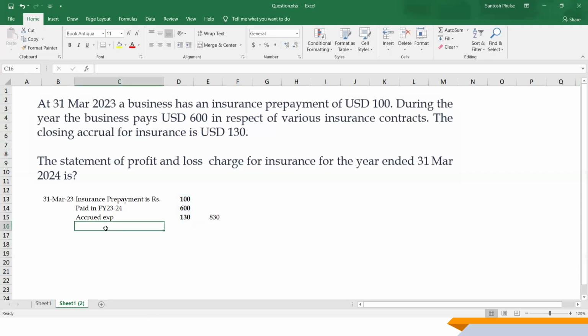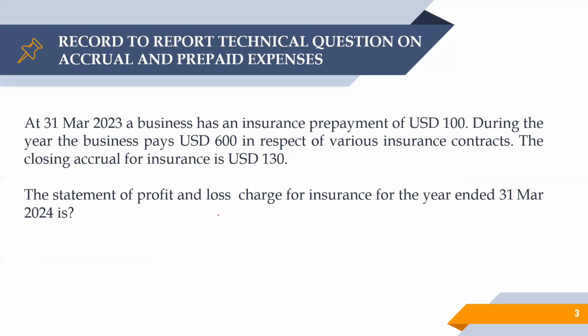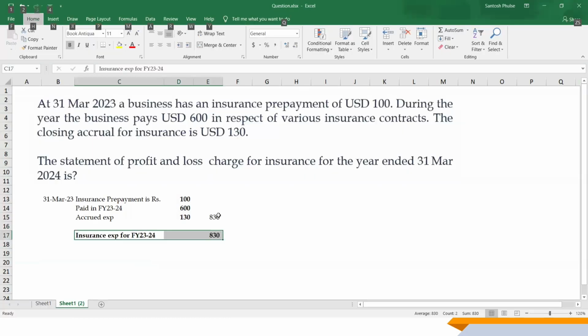So considering the statement of profit and loss, the charge for insurance for the year ended 31st March 24, so insurance expense for FY 23-24 is going to be 830. So this is the answer for this technical interview questions and assessment question. That's the answer for that. 830 is going to hit to your P&L.